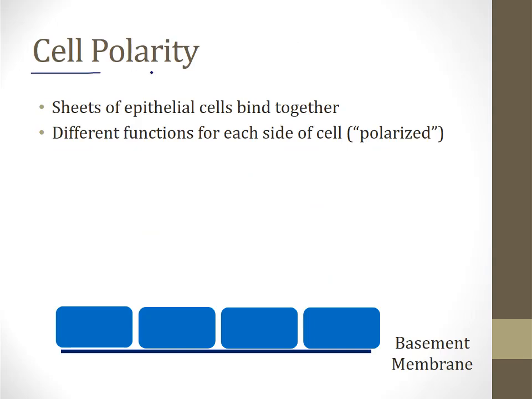Now let's talk about cell polarity. So in the body, sheets of epithelial cells tend to bind together, as I've drawn on the screen here. So you may have a number of epithelial cells sitting next to each other. And it turns out in many cases, what happens on one side of the cell is different from what happens on the other side of the cell. This is called cell polarization, meaning that different membrane surfaces of the cell do different functions, and not all membranes of the cell are the same.